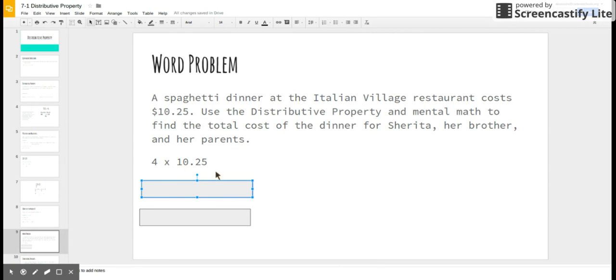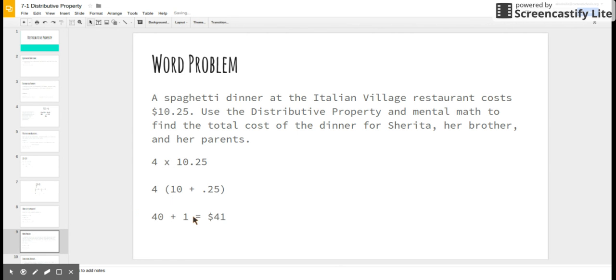So this $10.25 here can actually be broken down to 4 times (10 plus 0.25). And now I can go across. 4 times 10 is 40. 4 times 0.25, well, I'm going to think of that as 4 times a fourth, right? So 1/4 of 4 is just 1. So 4 times 10 is 40, plus 1 gets me $41. So just like that, very quickly, I figured out that my total for this would be $41 without using a calculator.